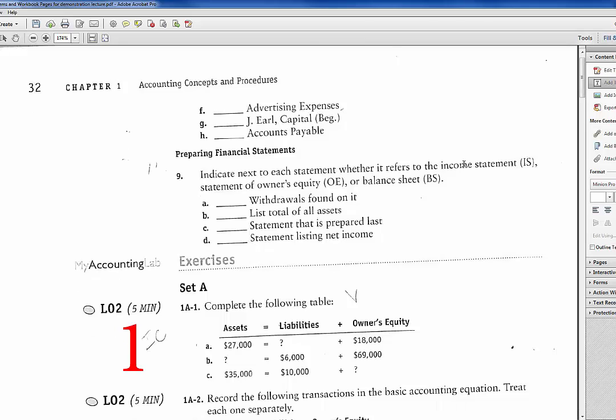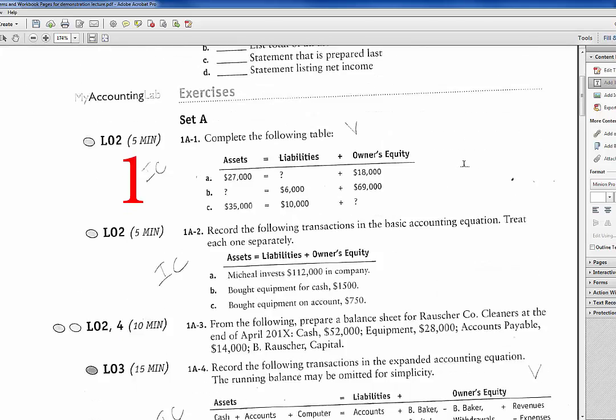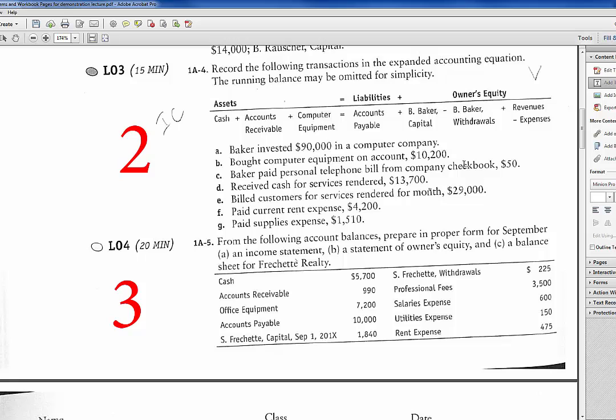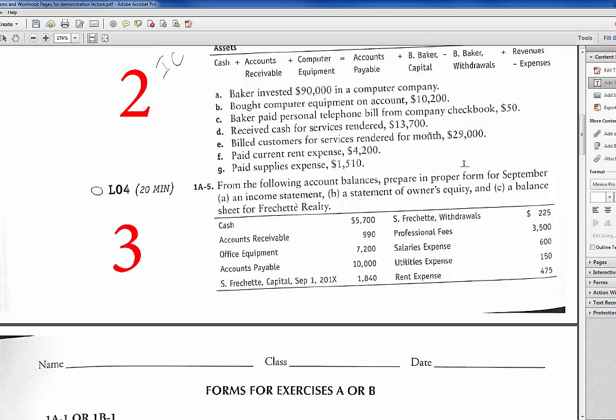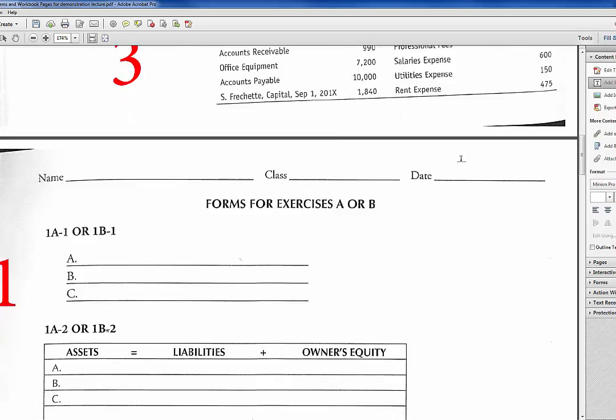These are the problems, problem number 1, problem number 2, and problem number 3 that I am going to cover in this video, or possibly 2 videos. My guess is 2 videos. And then there are some workbook pages.